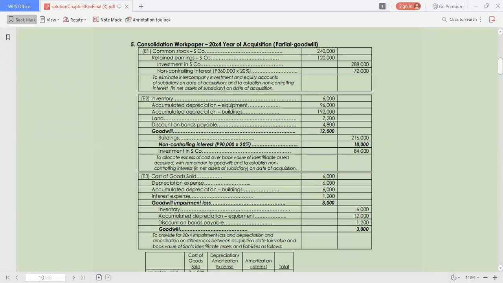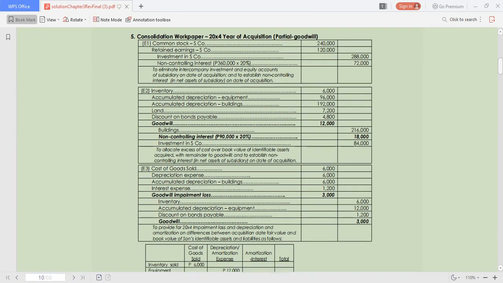So to allocate excess of cost over book value of identifiable assets acquired with remainder to goodwill and to establish non-controlling interest in net assets of subsidiary. Then the third entry is to debit cost of goods sold in relation to the undervaluation of inventory. We debit depreciation, debit accumulated depreciation of buildings because of the overvaluation of buildings, debit interest expense for discount on bonds payable, debit goodwill impairment loss for 3,000, credit inventory 6,000, credit accumulated depreciation of equipment for 12,000, and credit discount on bonds payable 1,200, and credit goodwill for 3,000.